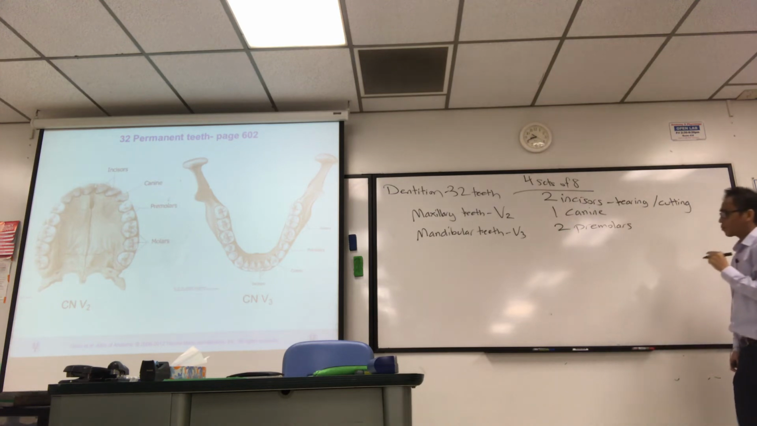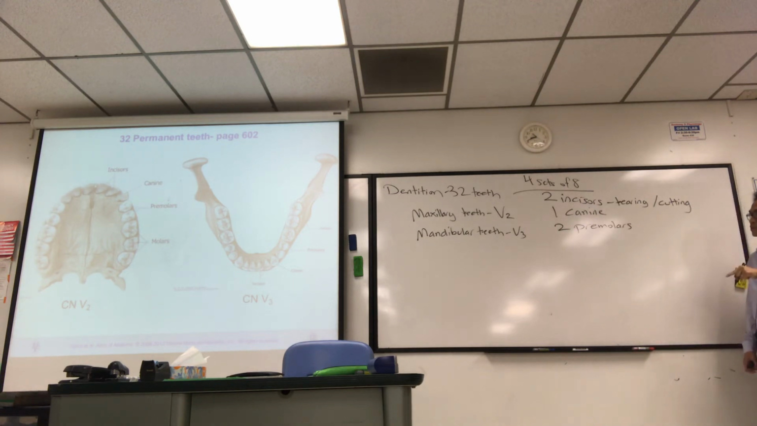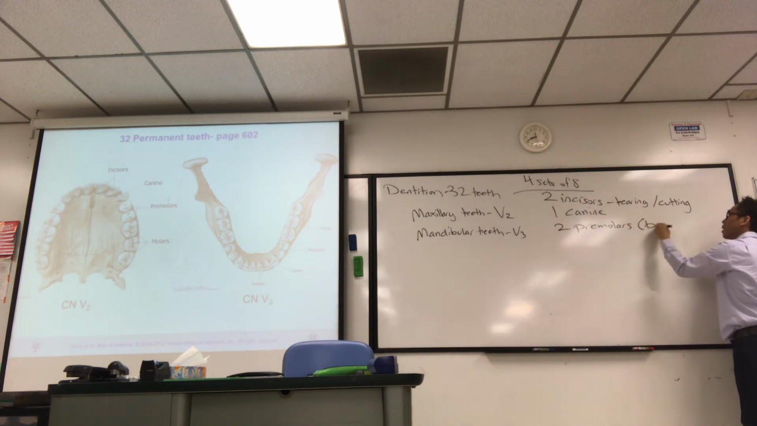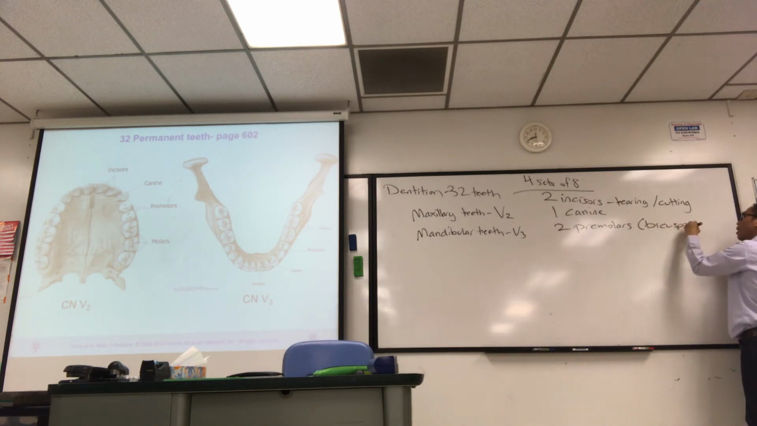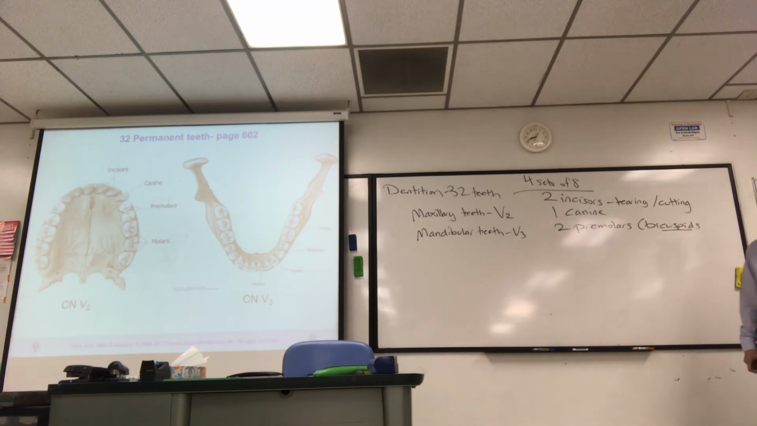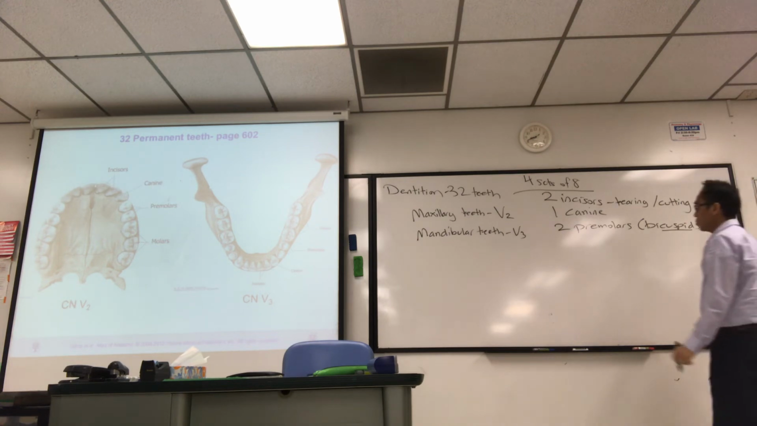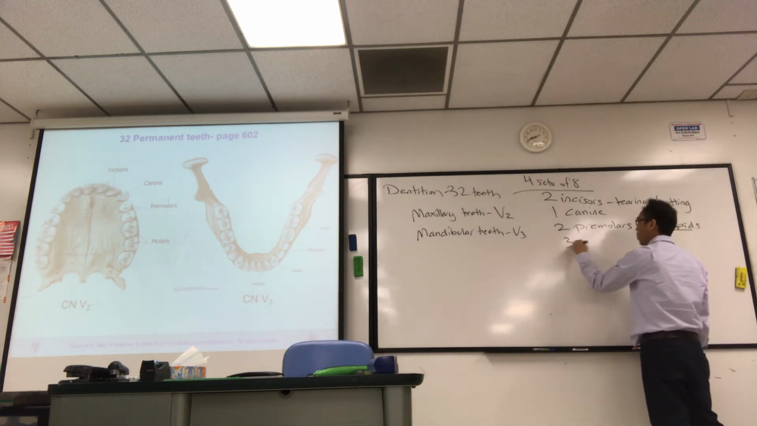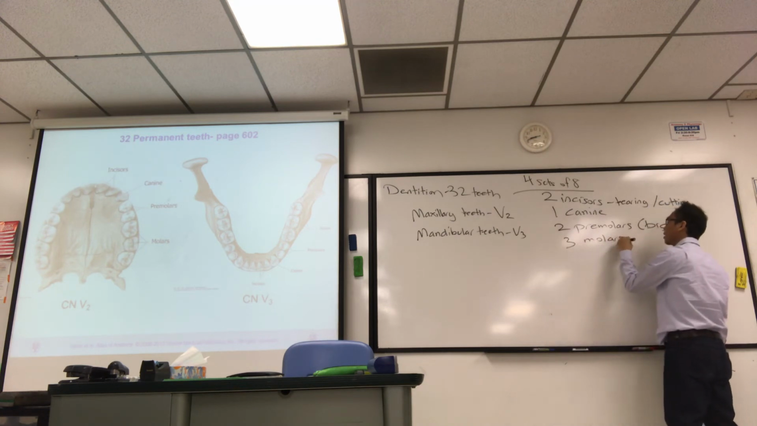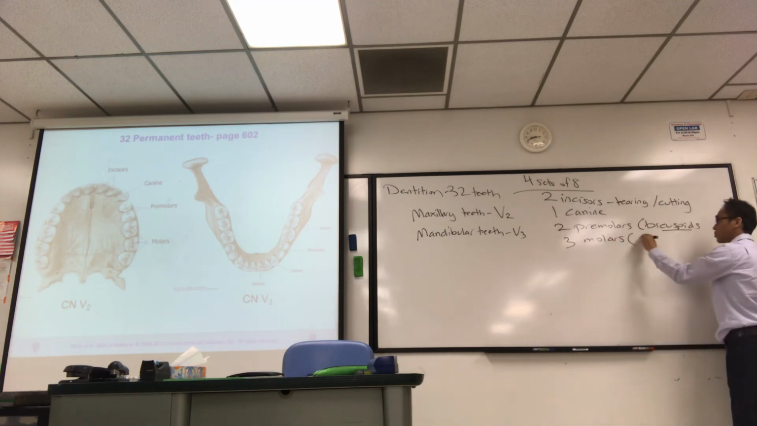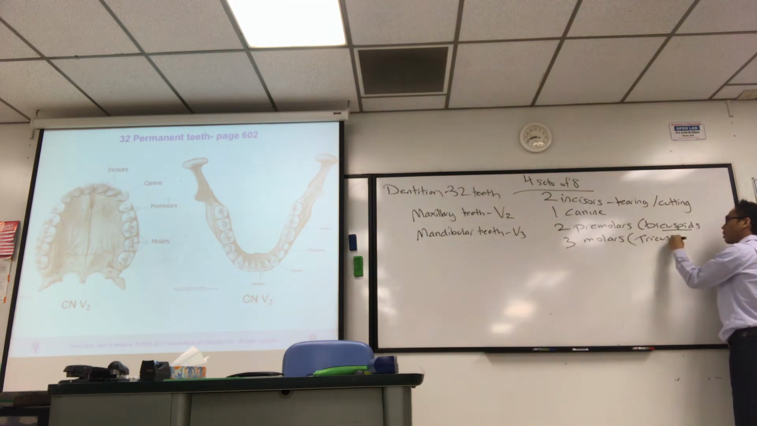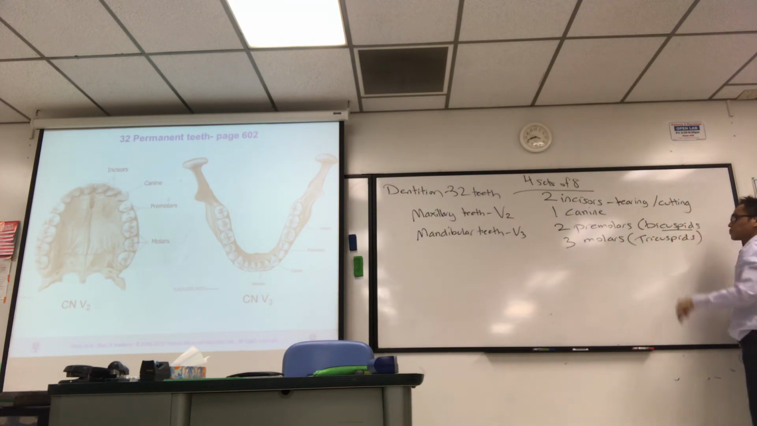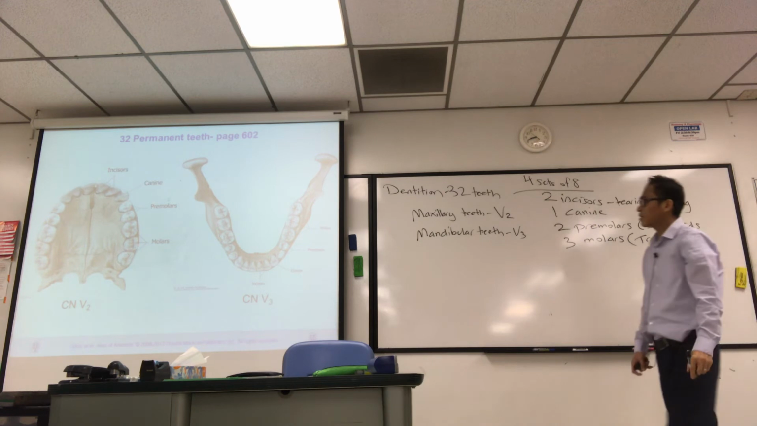Sometimes people call your premolars bicuspids. The cusp is the chewing surface of a tooth. So 2 premolars, 3 molars. Molars are sometimes called your tricuspids. So that's your set of 8.